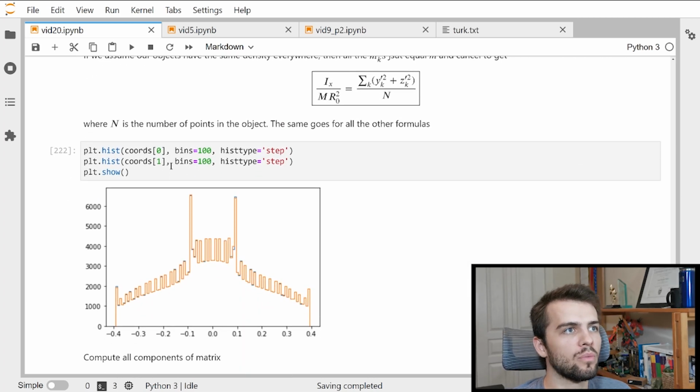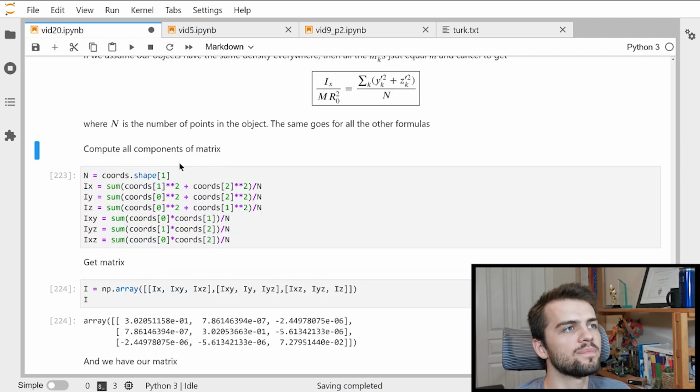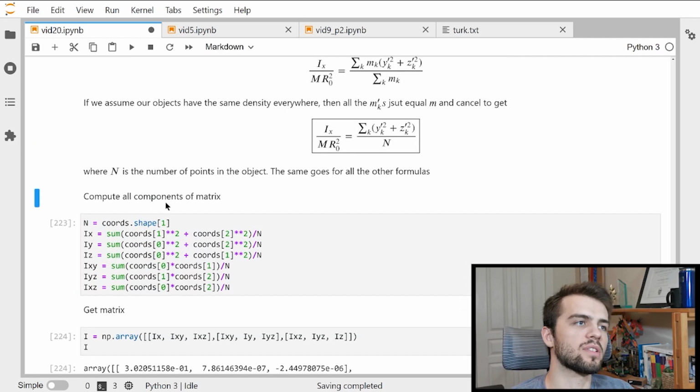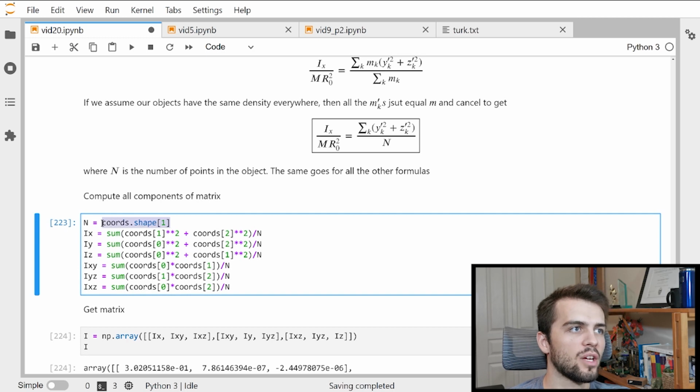And so I don't need to show this here. What I do is compute the components of the matrix. So N is coords.shape[1]. This is just the number of points in the array. And Ix is really simple. You just sum the coordinates, this is y squared plus z squared, I sum them all together and divide by N. That's exactly what this formula is here. Same thing for y and z.